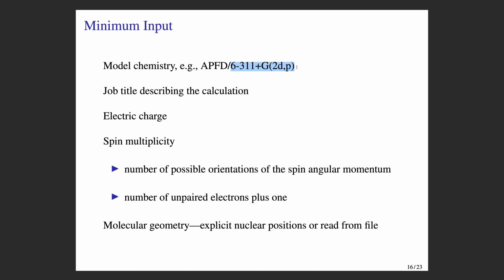After the slash comes the basis set, and so this is a triple zeta basis set. It includes diffuse functions on our heavy atoms, and it includes these polarization functions. It includes an extra set of 2d orbitals on each of our heavy atoms, and it includes additional p orbitals on our hydrogen atoms.